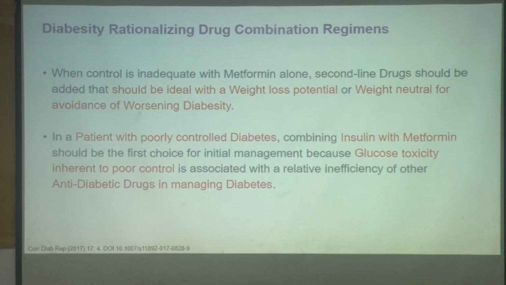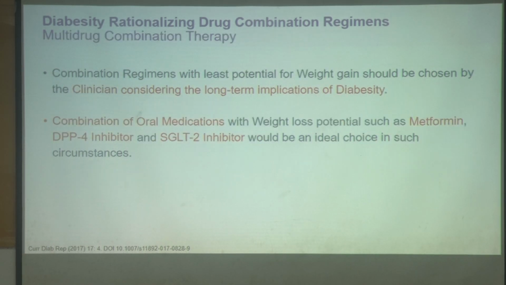What next after metformin? Multiple agents, and it should be ideal with weight loss potential or weight neutral, and avoid worsening diabetes. So in a patient with poorly controlled diabetes, insulin with metformin and insulin with a GLP-1 receptor analog, or insulin with metformin and SGLT2 inhibitors, favorably improve control and at the same time minimize weight gain. Then there is combination therapy, a combination of oral medications like metformin, DPP4 inhibitors and SGLT2 inhibitors: metformin with DPP4, metformin with SGLT2, or SGLT2, DPP4 and metformin together.